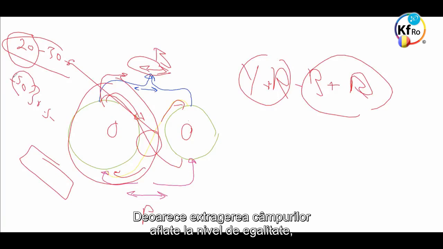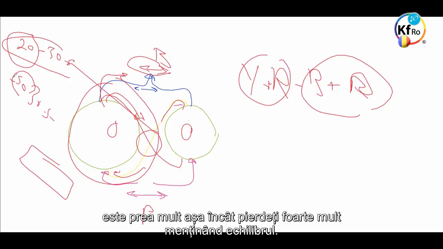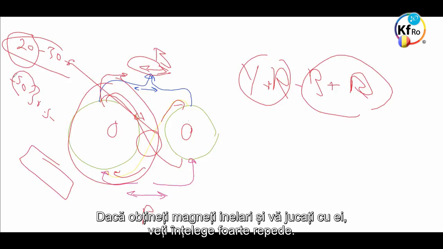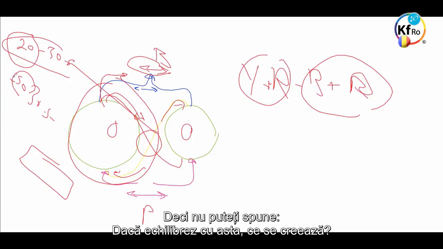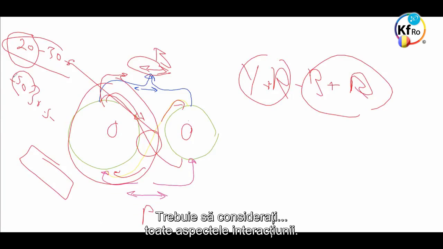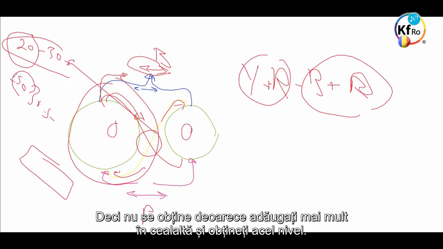Because the extraction of the fields in the balance equal level is too much, so you lose a lot to keep the balance. If you get ring magnets and play with them, you understand it very quickly. So you cannot say, if you balance it with this, what created it? You have to consider every aspect of the interaction. So it doesn't become that because you add one to the other, it gives you that level.